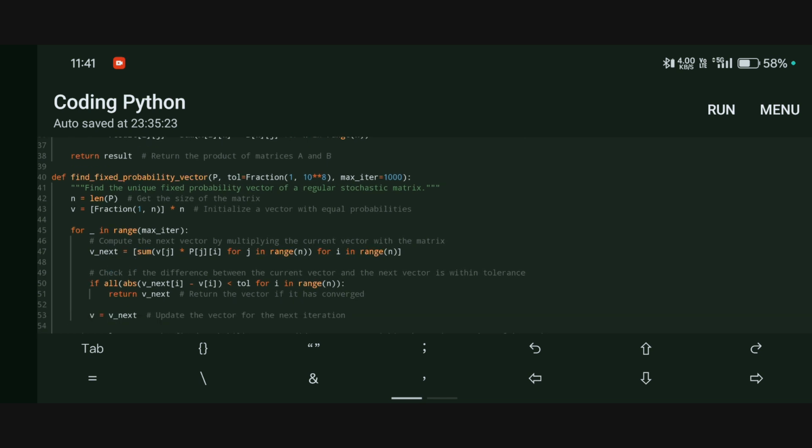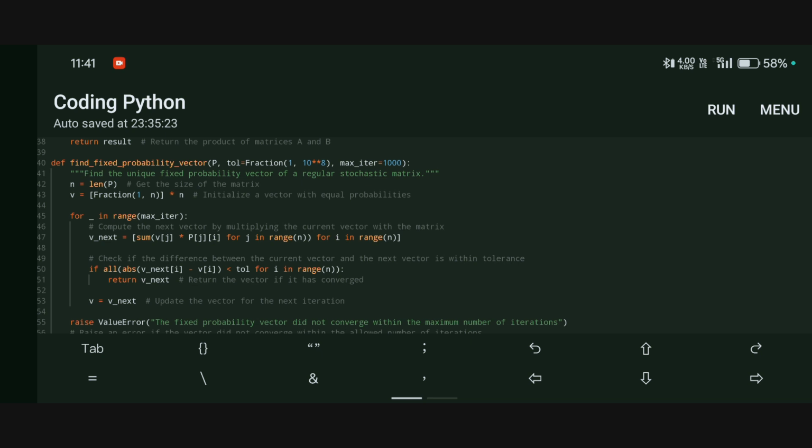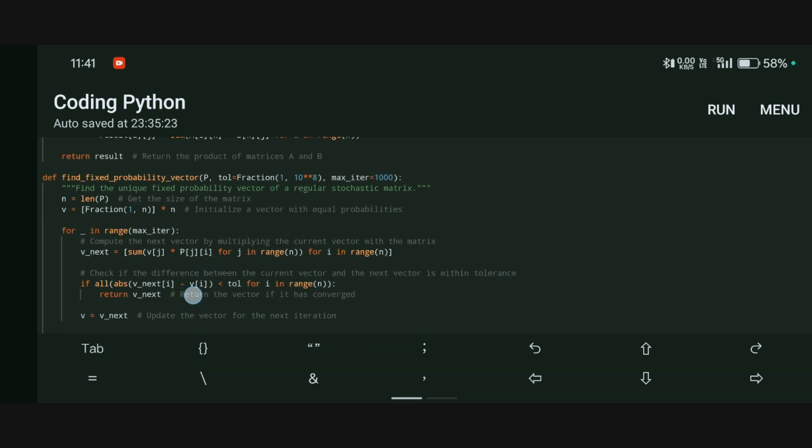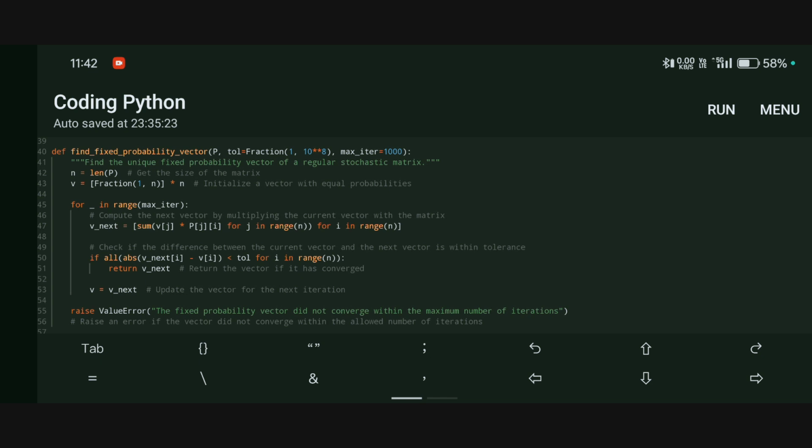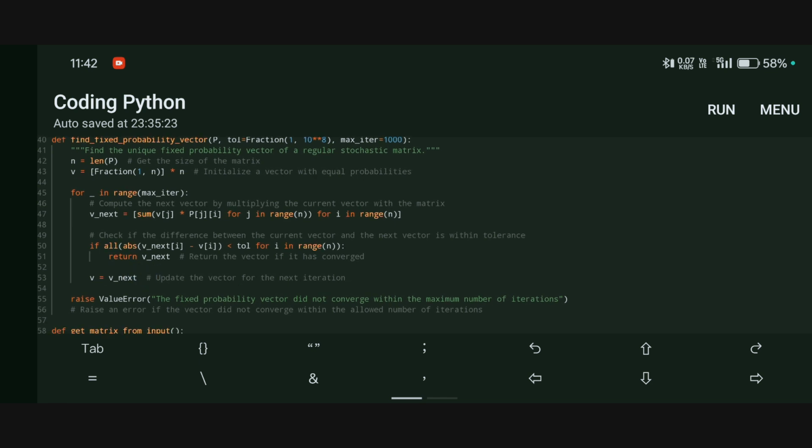Def find underscore fixed underscore probability underscore vector. We find a fixed probability vector, so the arguments are P comma tolerance equal to fraction of 1 comma 10 raised to 8, and max iteration, the maximum iteration up to 1000. Okay. N is equal to length of P; we must know the size of P. V is equal to a vector with equal probability.